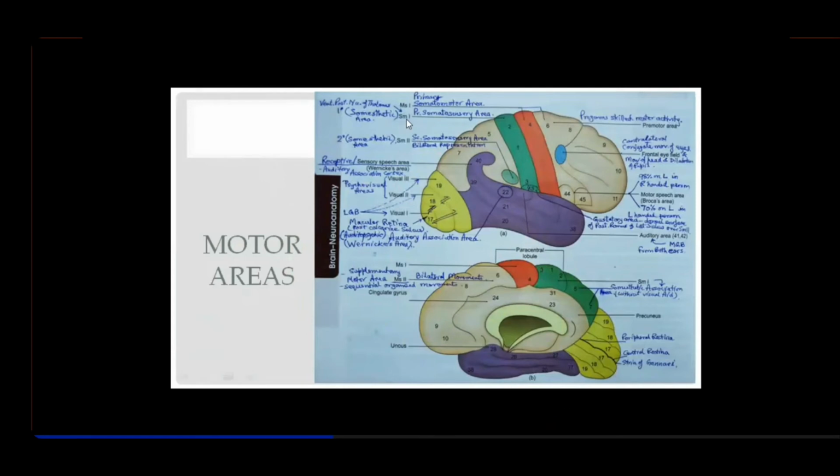So I'm talking about this prefrontal gyrus. Now look here, the anterior portion of the superior, middle and inferior frontal gyrus has area number 9, 10, 11 and even area number 12, which reaches onto the orbital surface.